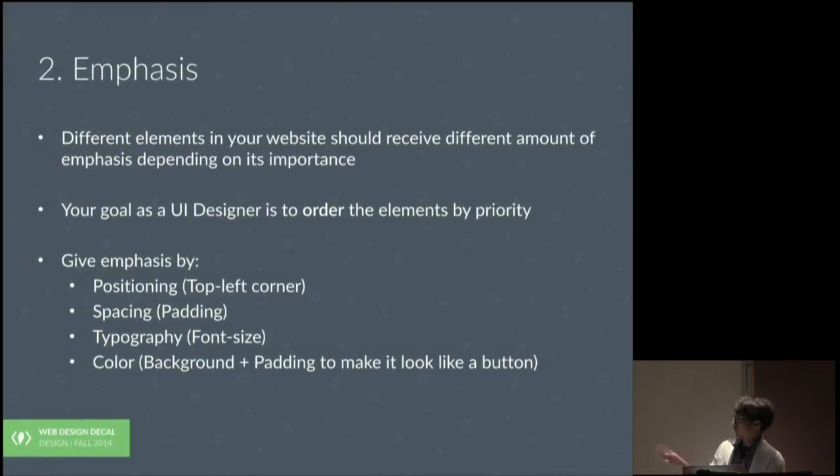So the first three would be kind of a re-emphasis, a reiteration of the previous design topics that I've talked about. Emphasis is really important. I think that in a good user interface, there should be a difference between important elements and not important elements. Your goal as a UI designer is to order your features by priority. And you can give emphasis by positioning, spacing, typography, and color.